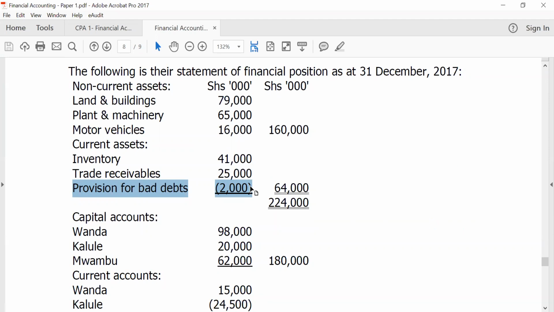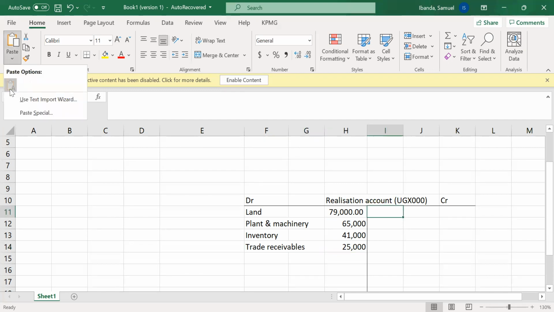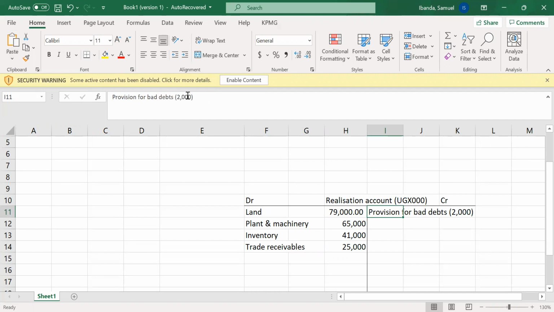So this provision for bad debts, ideally, if we are taking them into our realization account, we will credit them. Just as we're seeing the trade receivables being debited, this will be on the credit side because ideally they would affect these trade receivables negatively if they are put on the opposite side. So our provisions for them are transferred and included here.